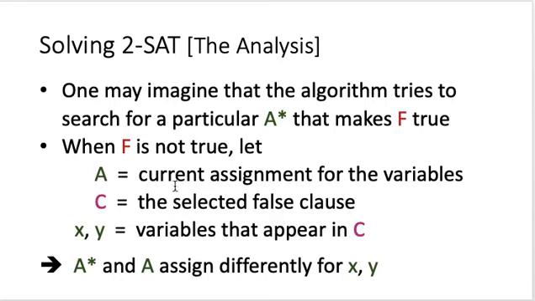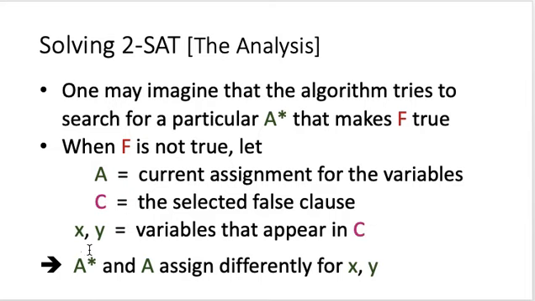Okay, so here, if you revisit our algorithm, the idea is that the algorithm tries to search for a certain A star that makes F true. So we will assume that there is a certain A star that makes F true, and see, after each modification of the assignment, can we ever get into this A star? When F is not true, let us use A to represent the current assignment of the variables. We let C be the selected clause that is false. We let X, Y be the variables that appear in C.